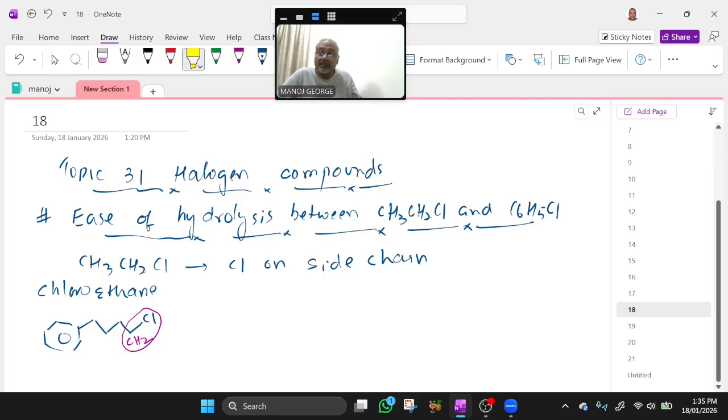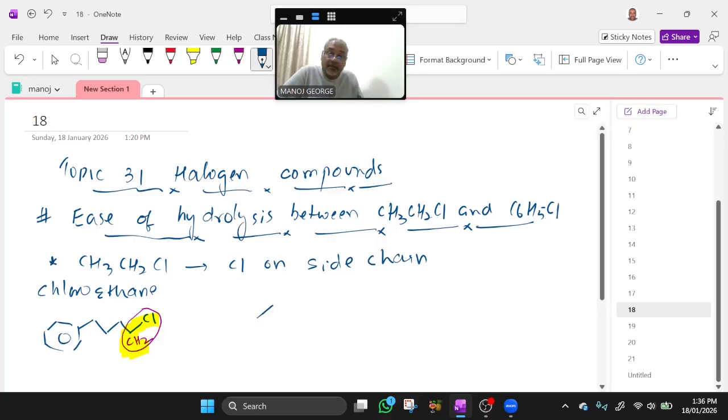Your focus should remain on where the chlorine is attached. If the chlorine is on the side chain, all the key point statements which I'm writing are applicable. Rest is all mango tree here. You just have to copy and paste. That's just the R group for you. Okay, so this is very important.